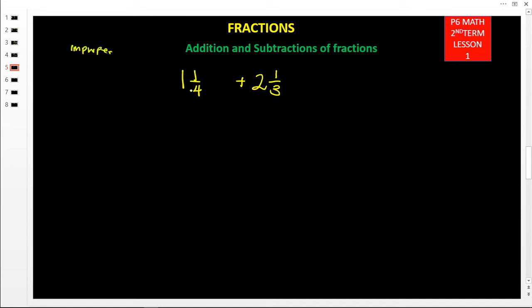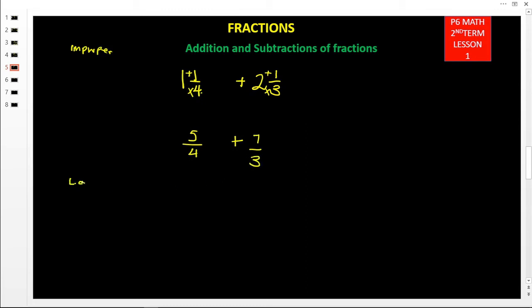So this is the denominator times the whole number plus the numerator, over the denominator. Therefore 4 times 1, it is a 4. 4 plus this one, we get a 5 out of the denominator, which is a 4. Then plus 2 times 3, it is a 6. 6 plus this one, we get a 7 out of 3. Then what is the LCM?